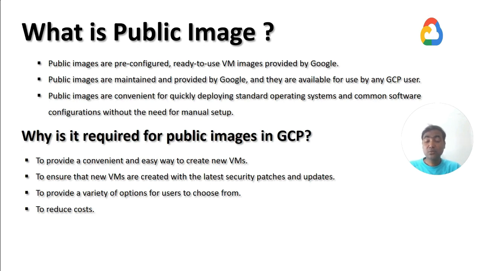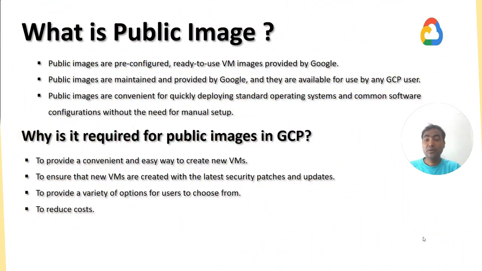Public images are a good choice for getting started with GCP or for running common applications such as web servers, databases, development environments. Guys, public images are convenient for quickly deploying standard operating systems and common software configurations without the need of manual setup. For example, a public image of Ubuntu operating system can be used to create a new VM that is running Ubuntu.